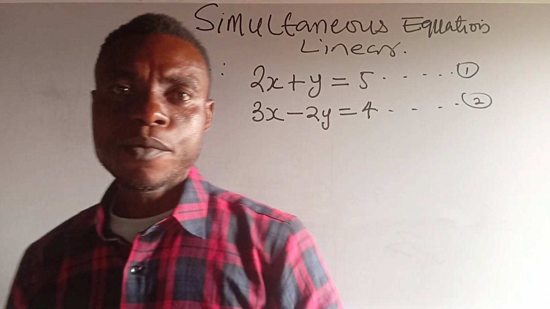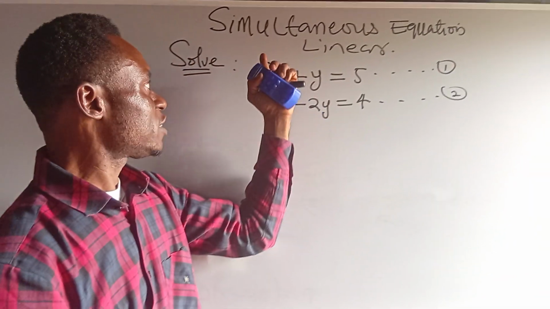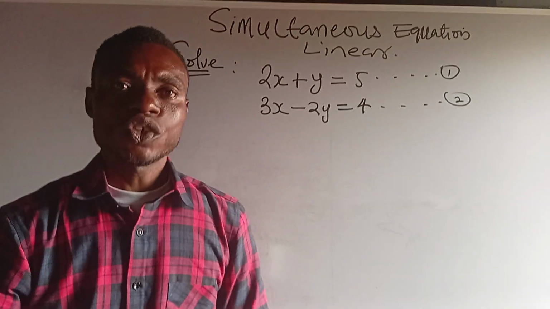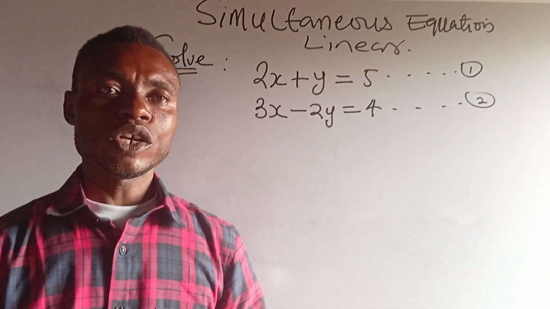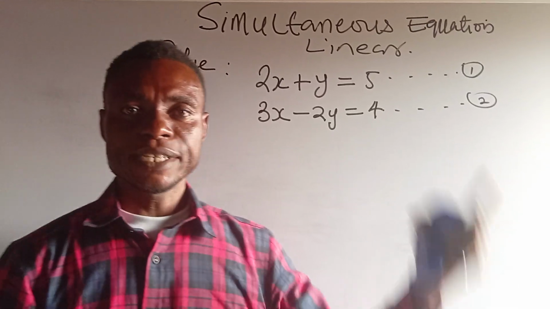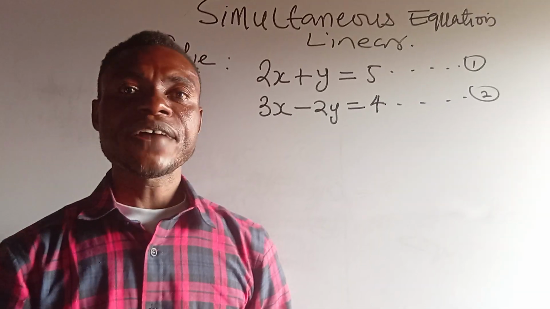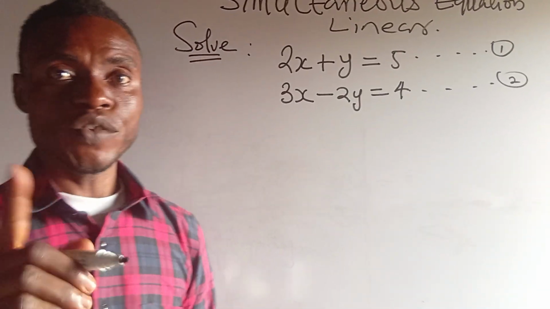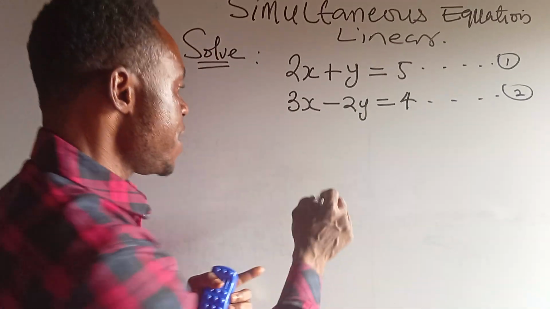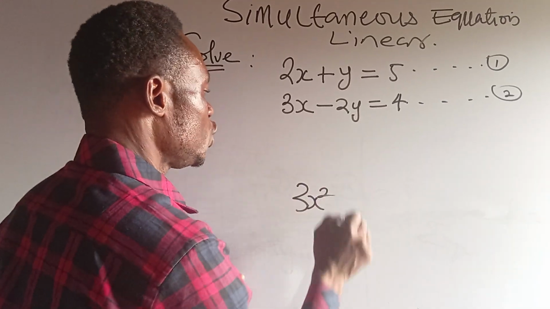Okay, welcome. Today we want to look at simultaneous equations. Simultaneous equation means when two equations are being solved at the same time, and this one is called a linear equation. A linear equation is identified when variables are raised to power 1. We have the other one that is called quadratic, when a variable is raised to power 2.